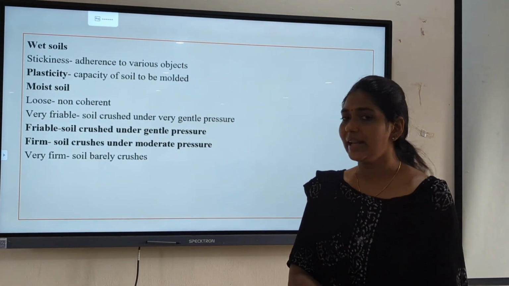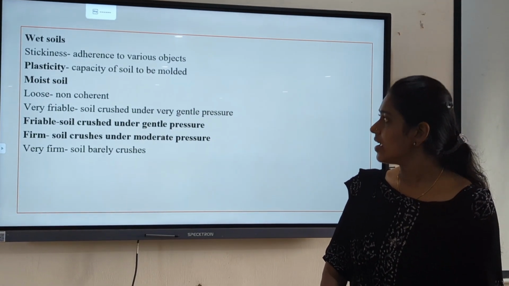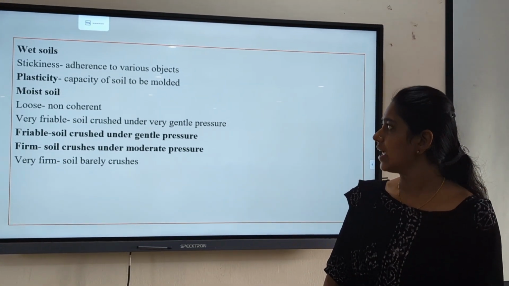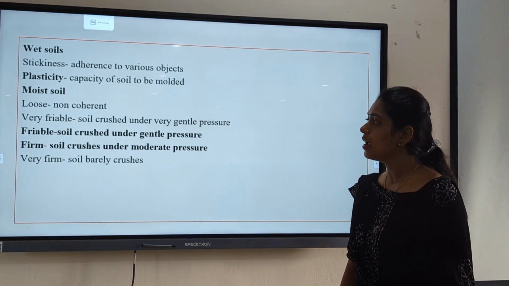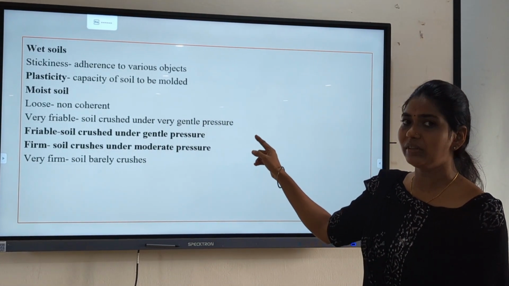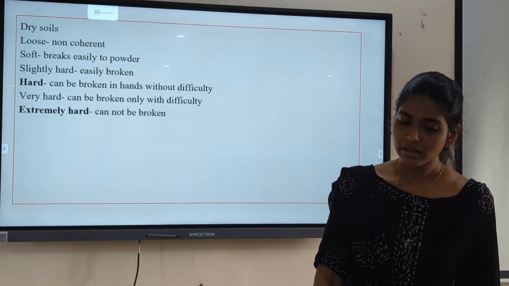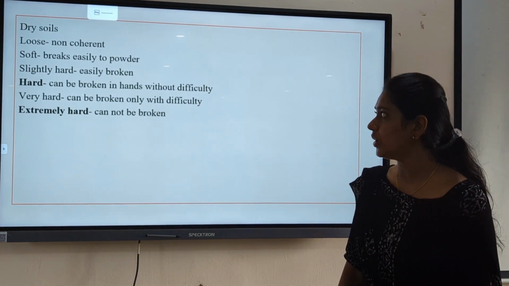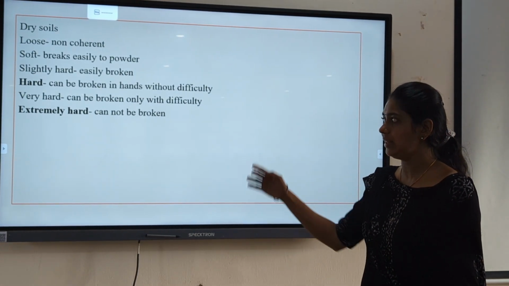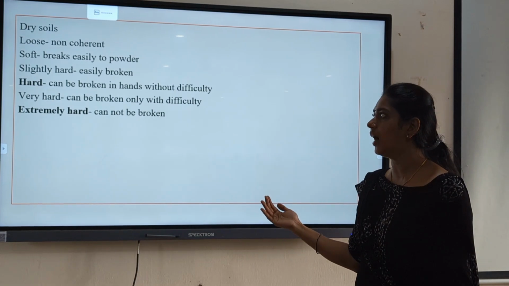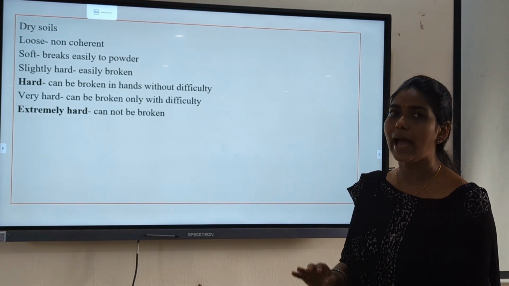The plasticity we can explain in 3 conditions, that is in wet soil, moist soil and in dry soil. In wet soil it comes to plasticity, and in moist soil these terms we have to study, that is loose, very friable or firm, because in options we had these terms friable or firm. In dry soil conditions the terms include loose, soft, slightly hard and extremely hard, and these 2 terms, hard and extremely hard, were also there in our options. So in the condition of extremely hard, there will be complete absence of water.